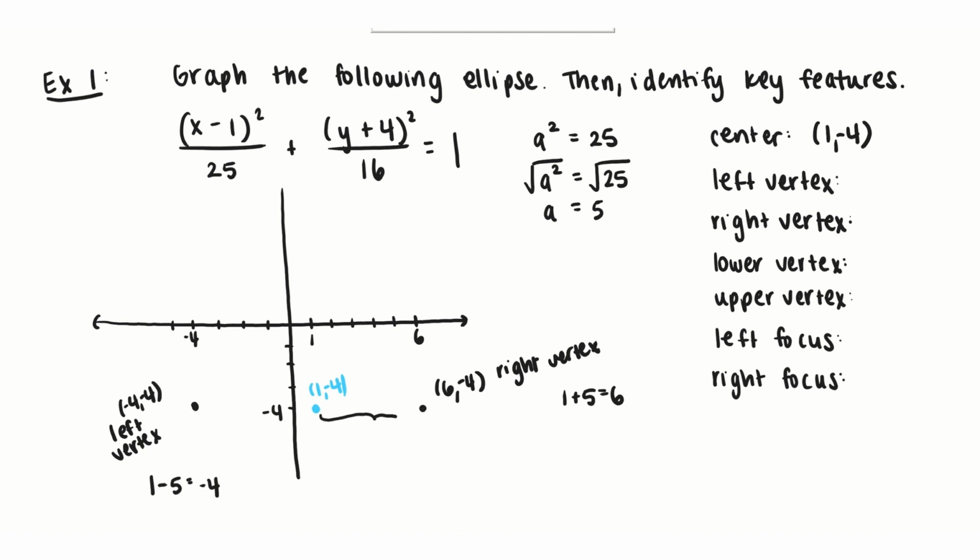All right, so this distance right here is my a value, which is 5. So they're each 5 units away from the center.